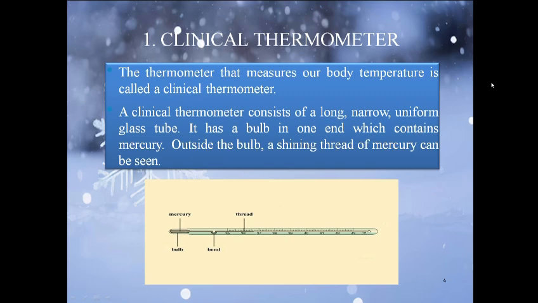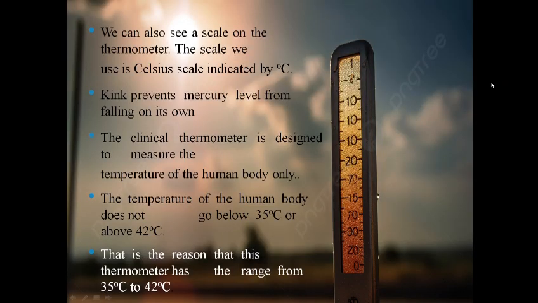As we all know, the human body temperature can't go below 35 degrees Celsius and it can't rise above 40 degrees Celsius. So the lowermost reading in this clinical thermometer is 35 degrees Celsius, and the uppermost reading is 40 degrees Celsius. So this device can be used to measure the temperature accurately. There is a small U bend or a kink. The function of the kink is to prevent the mercury from falling down as soon as we take it out of the body.